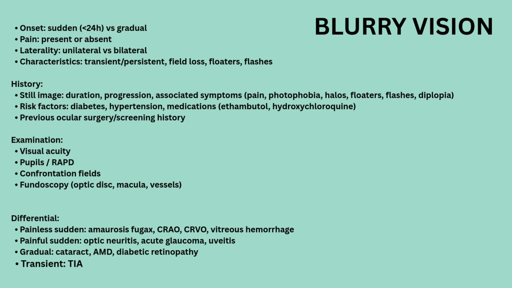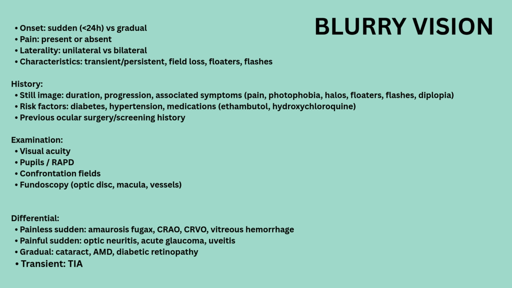So, blurring of vision, what you need to think about is whether it's gradual or sudden, and whether it's painful or painless. In case of painful sudden blurring of vision, think about optic neuritis, glaucoma, and uveitis. So, if it's optic neuritis, you can think about multiple sclerosis. It could be the first episode or it could be a recurrence. In case of gradual blurring of vision, think about cataract, diabetic retinopathy, and age-related macular degeneration. If it's temporary, think about TIA.